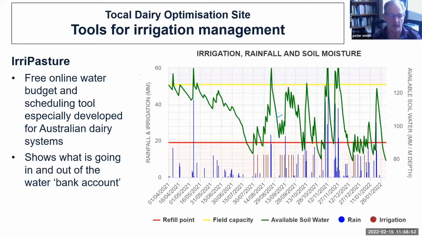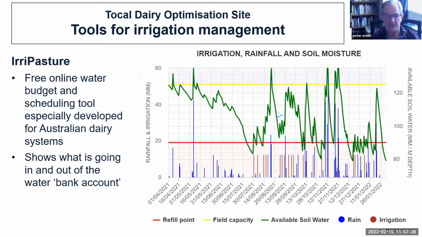First one is pasture. It's a free tool being developed especially for the Australian dairy systems. So I encourage people to use it. And if you like, it's a tool to show you what's going in and out of the water bank account. Just like you might check your cash flow, what's going in and out. This is giving you a picture of what's going in and out. The diagram on the right shows the season that we're in. We started with pasture sown on the 1st of April, or emerging on the 1st of April last year, and it's almost up to where we are now.